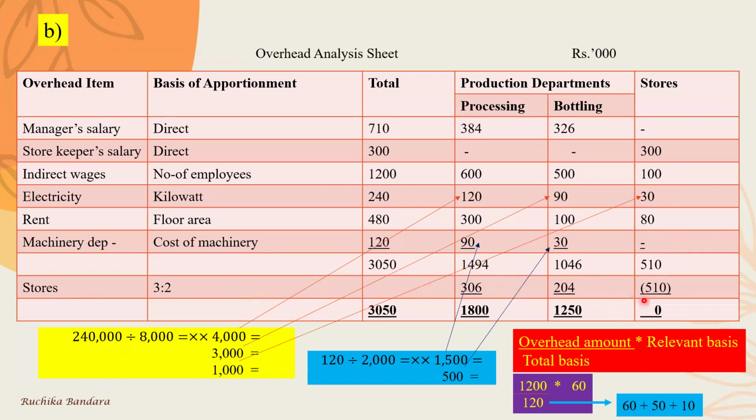How to get it? 510 divided by 3 plus 2, which is 5. 510 divided by 5 multiplied by 3, you get the answer here. Multiplied by 2, you get the answer for the bottling. Then ultimately, when you take the double line, there won't be any overhead amount under stores.